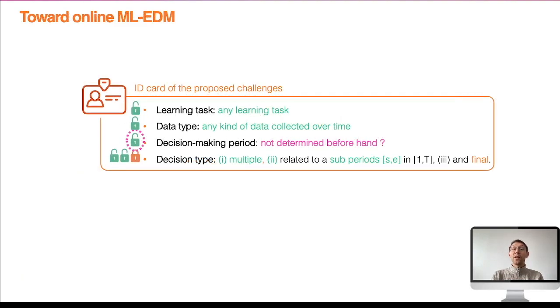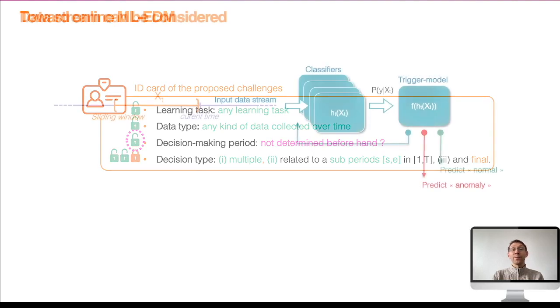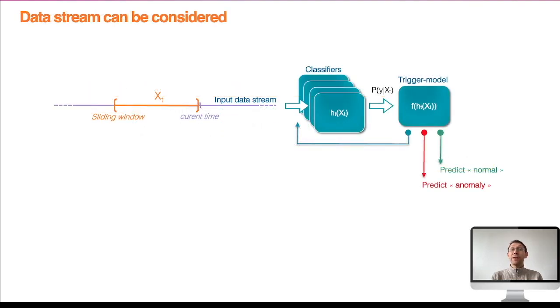In this video, we will open a new lock by considering a decision period that is not determined beforehand and which is of indeterminate size. Here, the input data of our system is no longer a time series of non-maximum size, but a data stream. Intuitively, a data stream can be considered as a time series of infinite length. More precisely, the beginning and the end of the stream are indeterminate.